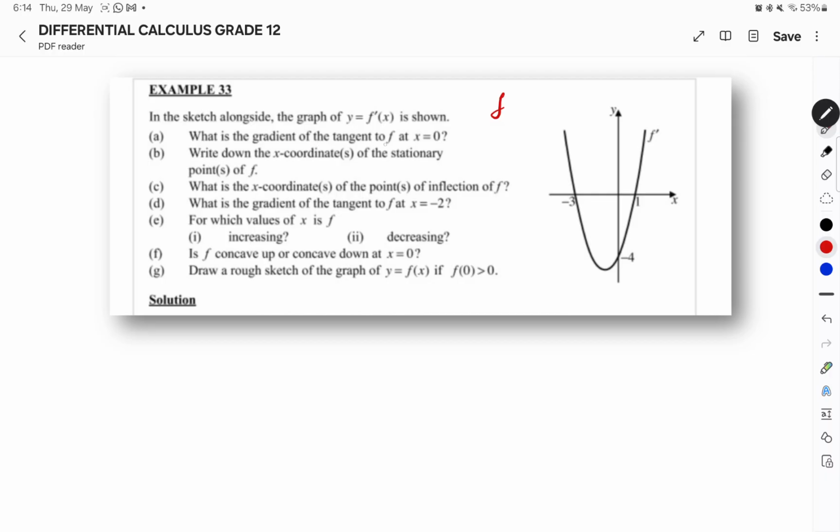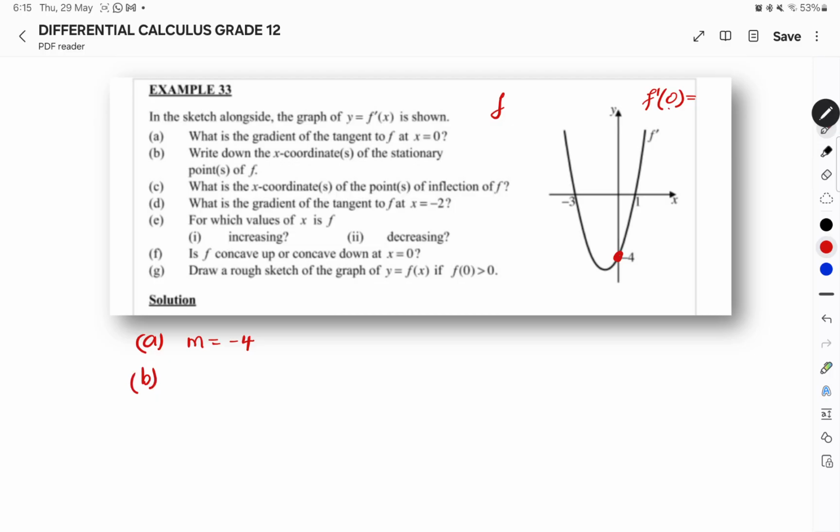So what is the gradient of the tangent? This is already the derivative. The derivative at x equals 0. When I look at this graph, this is where x equals 0. So the answer there would be m equals -4, because this graph already is the derivative. At x equals 0 the value is -4. So that will be the gradient of the tangent.